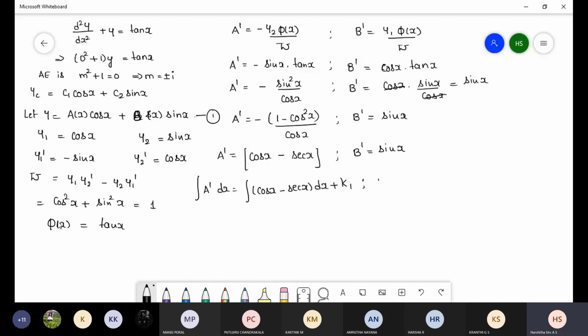So integration of b dash into dx is equal to integration of sin x into dx plus k2. So integration of a dash is a. What is the integration of cos x? Sin x. Yes, very good. Sin x minus integration of secant x.